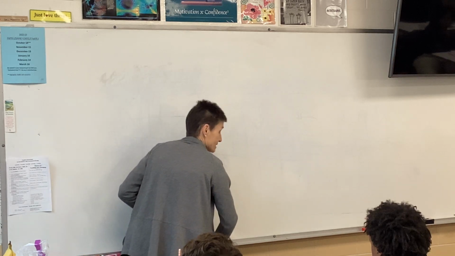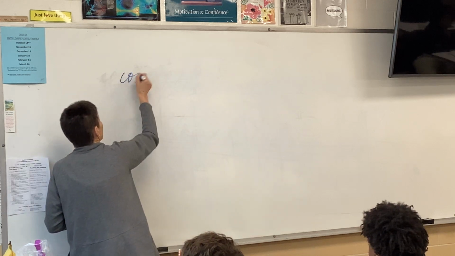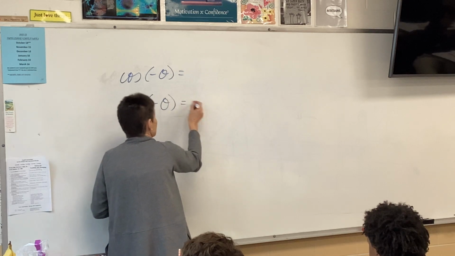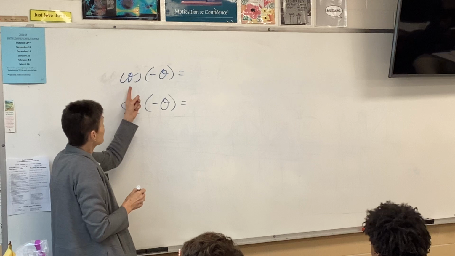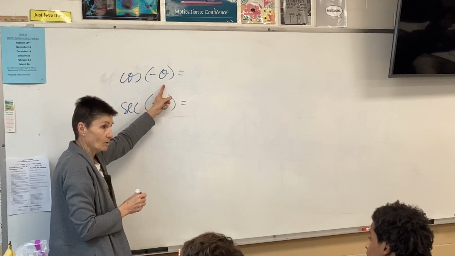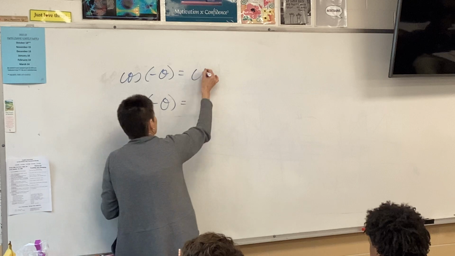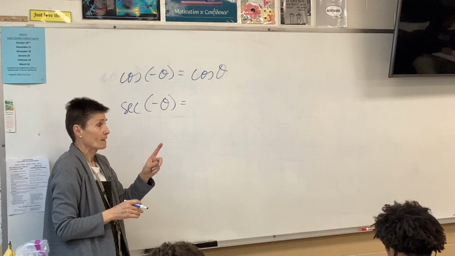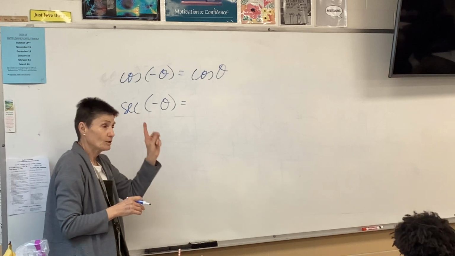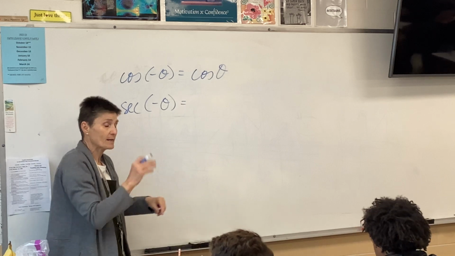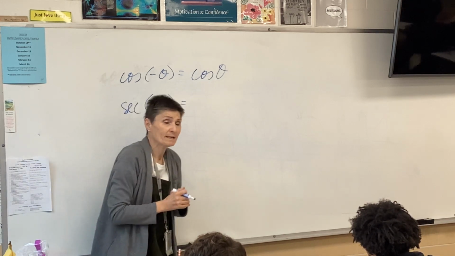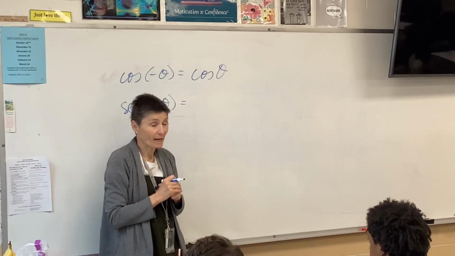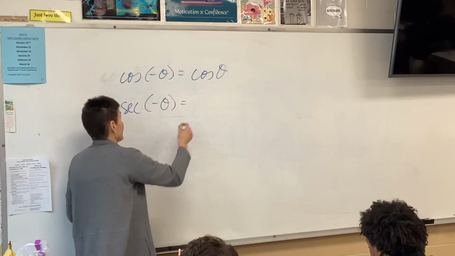Cosine and secant. Yeah, so cosine and secant are even. And what it means to be even is, if you take the cosine of a negative angle, it doesn't matter. That's just going to be the cosine of the angle. Take your calculator out. Pick cosine 30 and cosine negative 30, and they will be exactly the same. Aren't they? Yes. They're even. Same thing as secant.